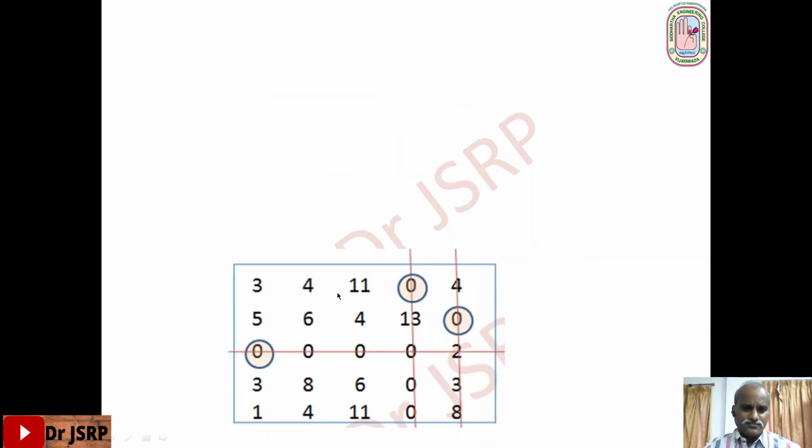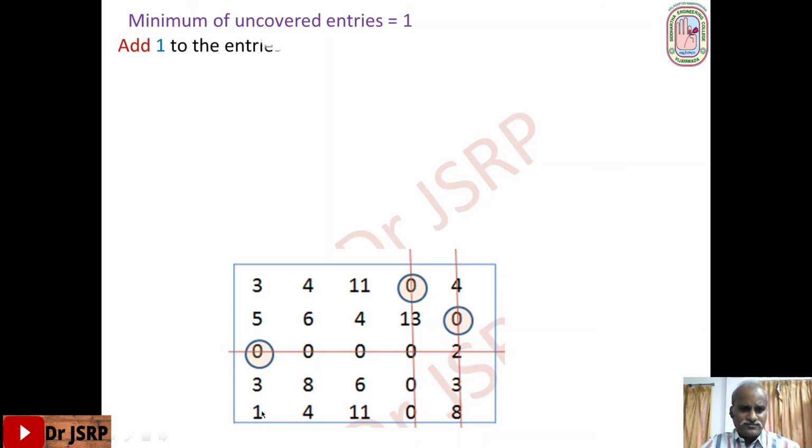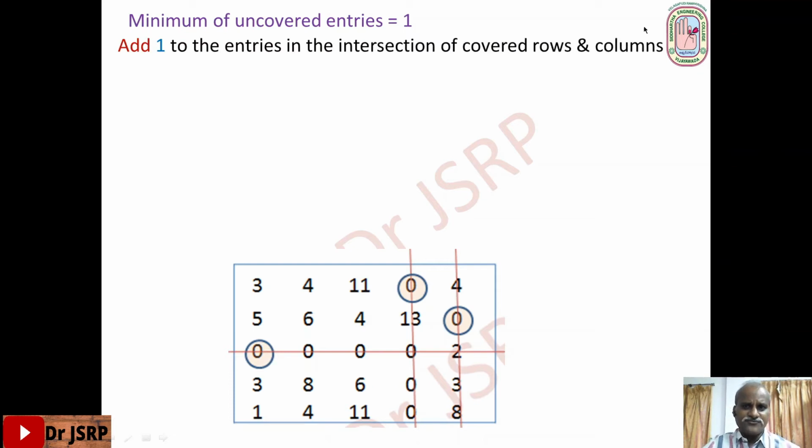Find the least entry in uncovered entries. Uncovered entries means these 6 are uncovered entries and these 6 are uncovered entries. Among these 12 entries, least entry is 1. So minimum of uncovered entries equal to 1. This is 1. So add 1 to the entries in the intersection of covered rows and columns. So this is intersection of covered row and covered column. Okay. So this is also intersection of covered row and covered column. So to these entries, we have to add this minimum value 1.